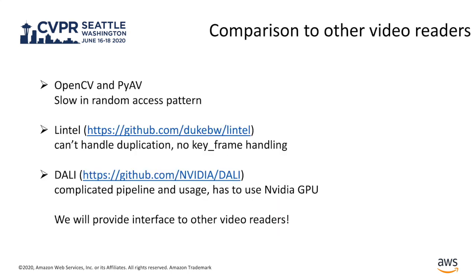To summarize, we make some comparisons to other video readers. OpenCV and PyAV provide a wrapper on top of FFmpeg without further optimization. It is slow in video random access, which impacts deep video model training. Decord is several times faster, as shown in the previous slide. Lintel doesn't have keyframe handling capability and cannot batch read video frames when there is duplication. Decord can efficiently handle duplicate batch reading, which is suitable for both 2D and 3D CNN training. DALI is a mature pipeline, but very complicated to use and has to be used together with NVIDIA GPU. We provide bridges to different deep learning frameworks and different hardware. We will also provide interfaces to all these video readers to ease the transition to Decord.